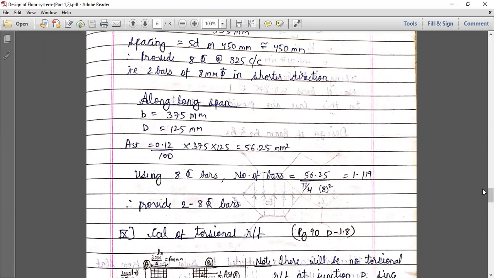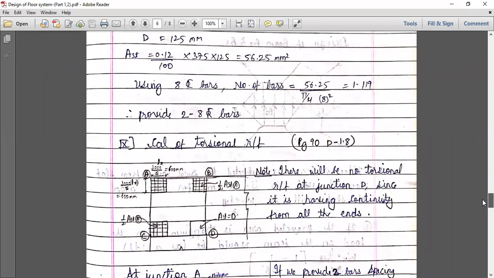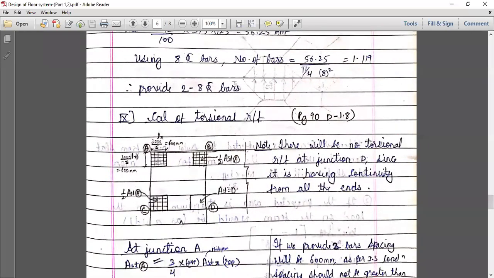So now basically we got the edge reinforcement. Now let us calculate the torsional reinforcement. Torsional reinforcement, this we have already seen. Where there is continuity on all four sides, there is no need of torsional reinforcement. So I have written a note: there will be no torsional reinforcement at the junction D since it is having continuity from all the sides. Is this clear?